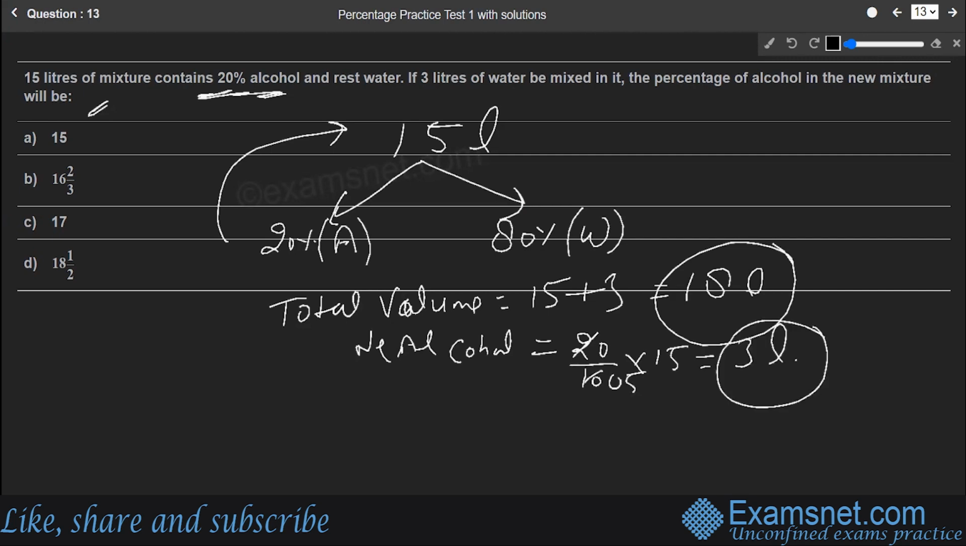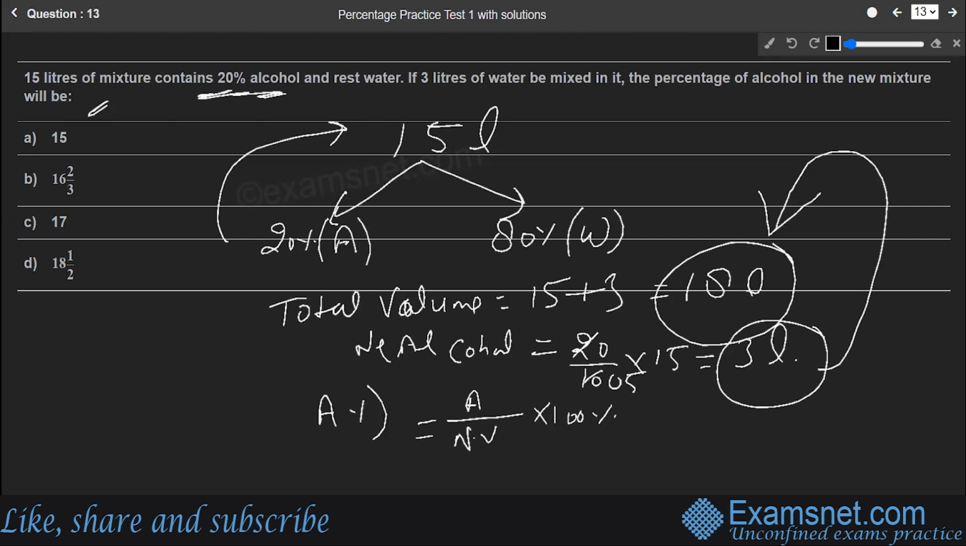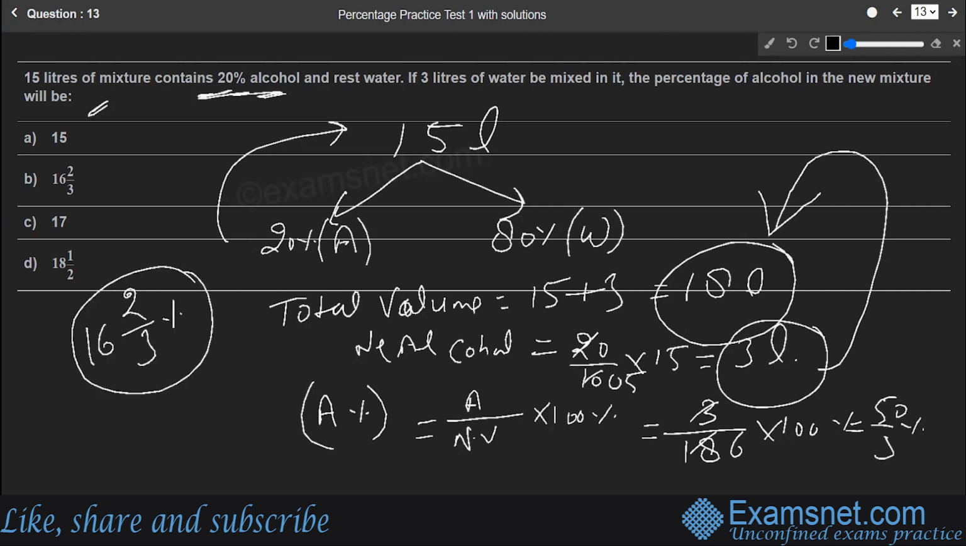So the alcohol volume is 3 liters, and the percentage of this alcohol volume is to be calculated out of the total new volume. So that can be done by the alcohol volume divided by the new total volume into 100%. This is how the alcohol percentage can be found in the new volume. Let us apply the values. Alcohol volume is 3, new volume is 18, into 100%. If we solve this, it comes as 100 by 6 or 50 by 3%. If you want to calculate this in a mixed fraction, it comes out to be 16 2 by 3%. That is the mixed fraction of 50 by 3. Let us see where it is available. It is available in option number B. So that becomes the right answer here.